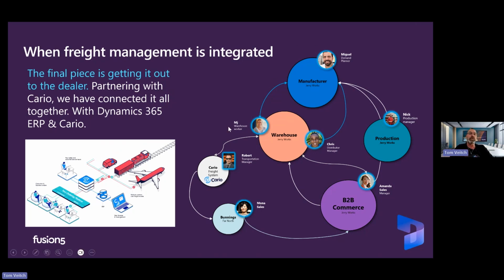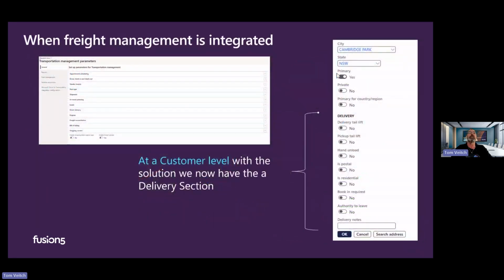What I'm going to show you today is we've integrated into the Cario system, allowing you to select multiple carriers, whichever carrier you want, as long as you're signed up to them, and put your freight on it and have it delivered out to the customer. As an example, we're starting off with manufacturing, warehousing, production, all the way through B2B commerce, all the way through to our Cario integration layer.